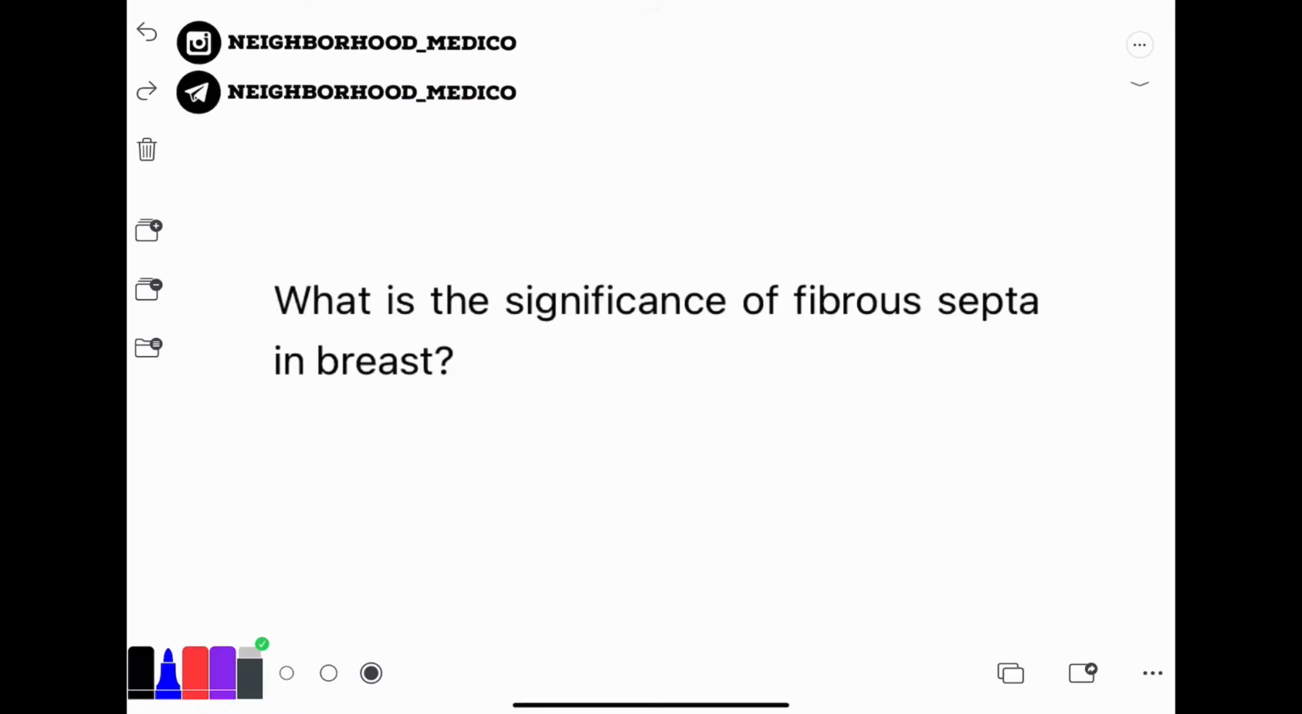Hello guys, so the topic for today's video is what is the significance of fibrous septa in breast. In this video I'm going to discuss what is the importance or significance of the fibrous septa and what these fibrous septa are. We also are going to discuss a few conditions in which these septa are involved. So let us start.